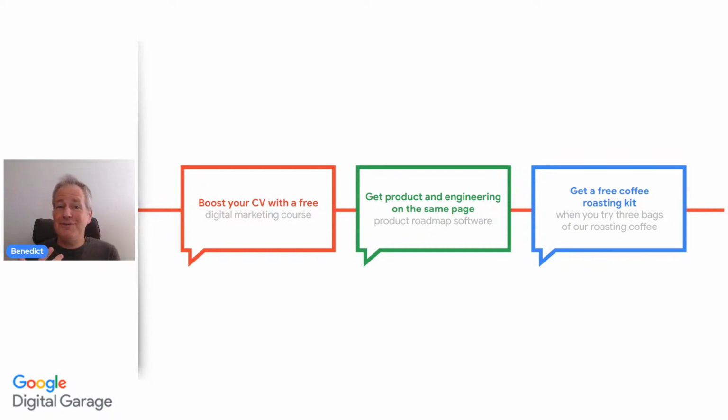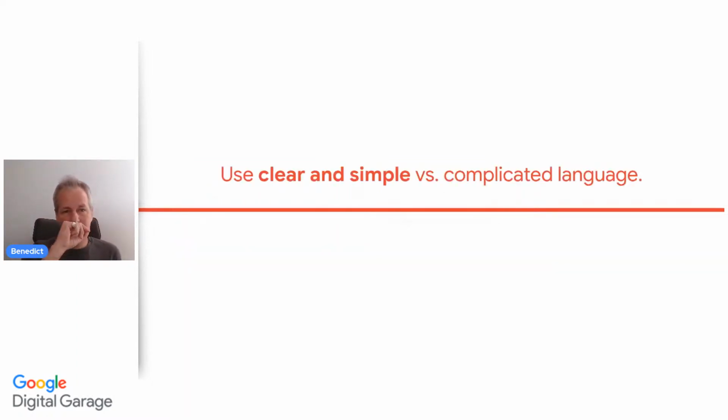Get a free coffee roasting kit. Okay, great. Where can I get that? Whereas if it starts when you try 3 bags of our roasting coffee, people are just going, no, I don't want that thing. But of course, it's that free coffee roasting kit which captures people's attention.